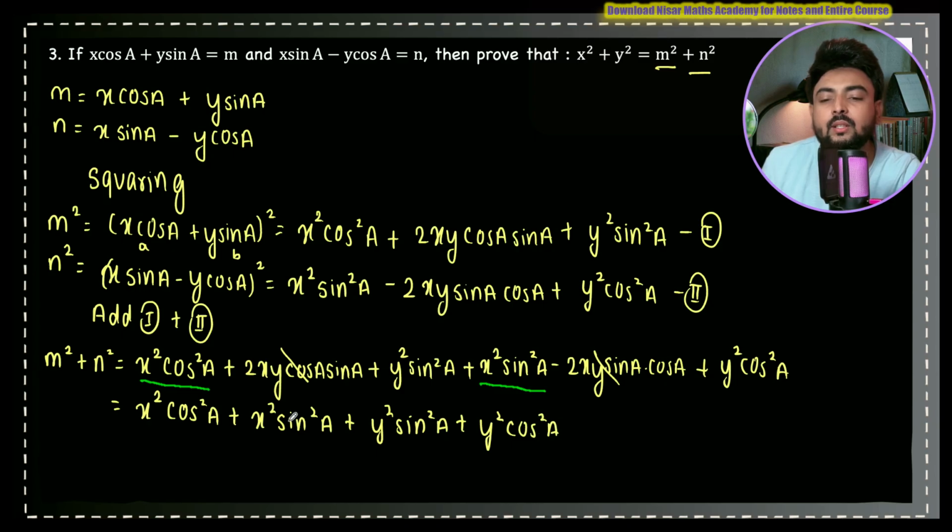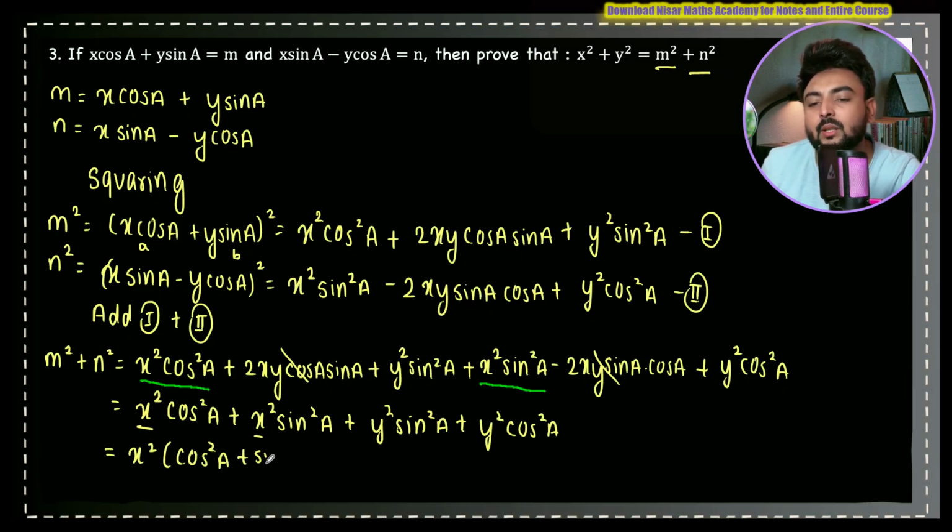What can I do in this step? Common in name. Here x square is there on both sides, so I'll take x square common. What will remain in the bracket? It will be cos square a plus sin square a. In the second bracket, what is common? y square is common, so take y square common. What is remaining in the bracket then? Sin square a plus cos square a. Sin square a plus cos square a is going to become 1.